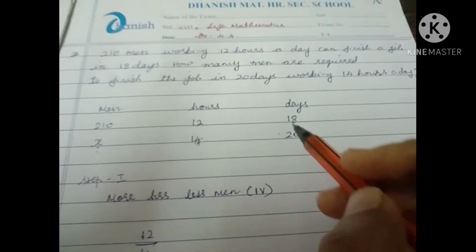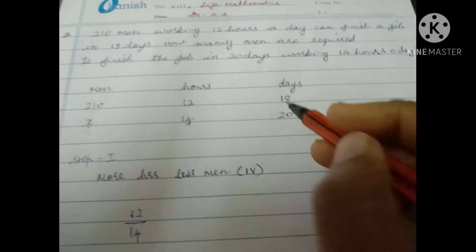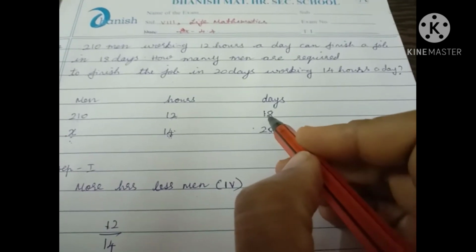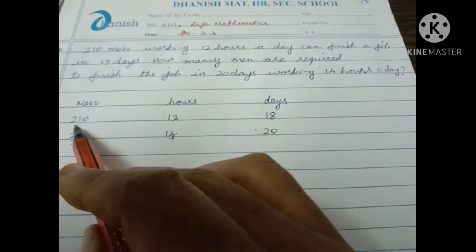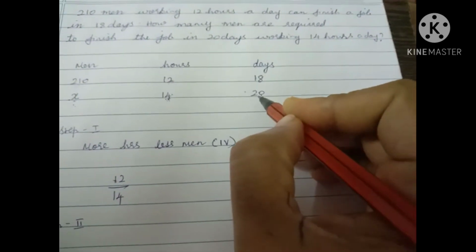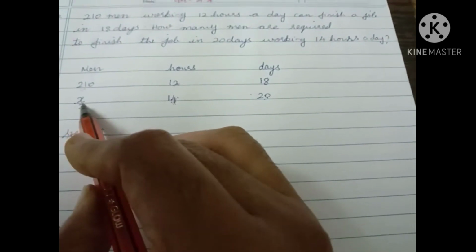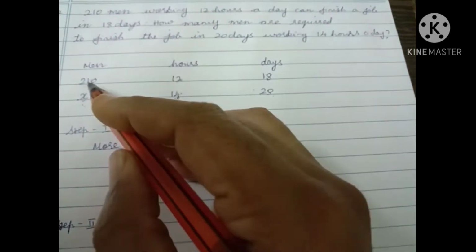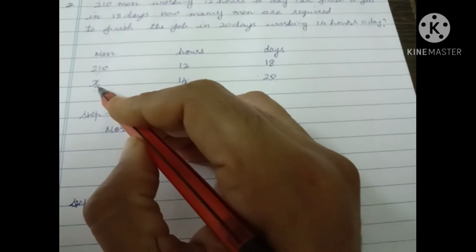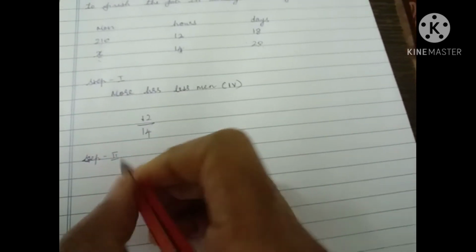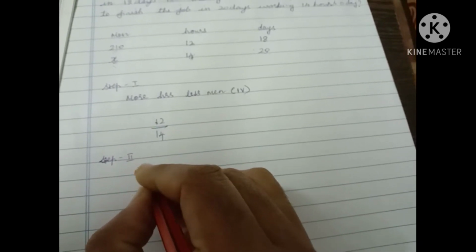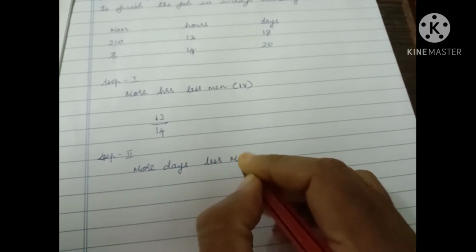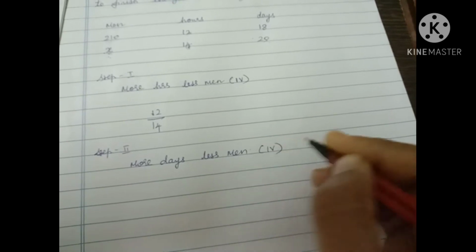Next, step 2, you have to compare days and men. Here 18 to 20 days it increases. When you compare 18 days, 210 men working, to 20 days, the number of men will decrease. Therefore, more days, less men. It is also an inverse variation.